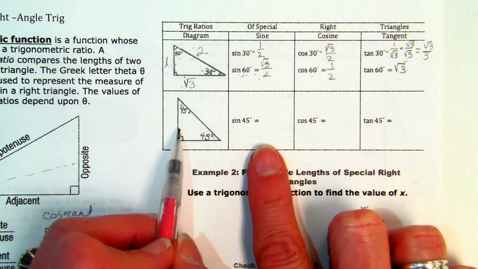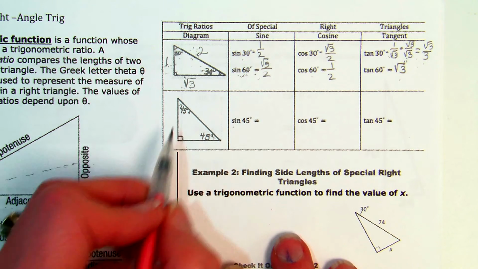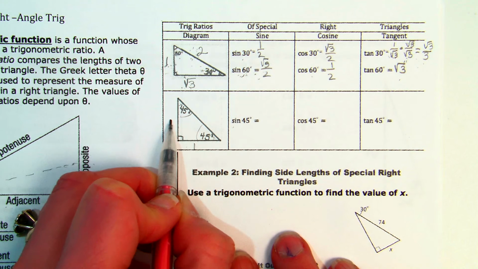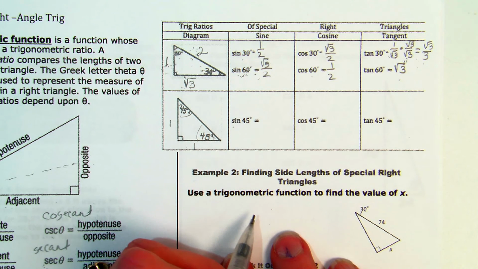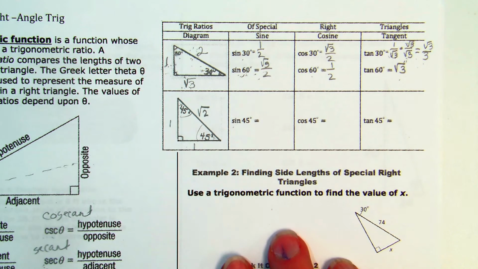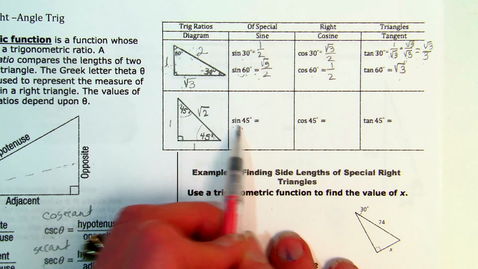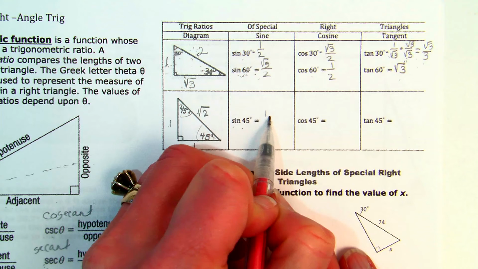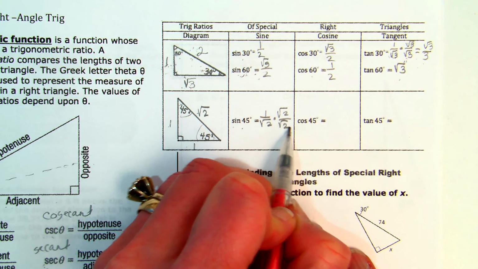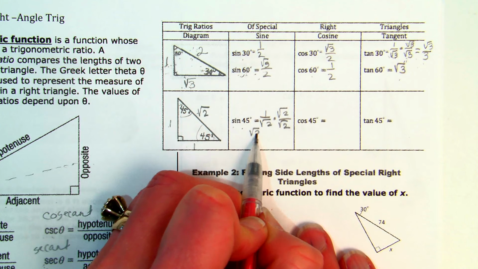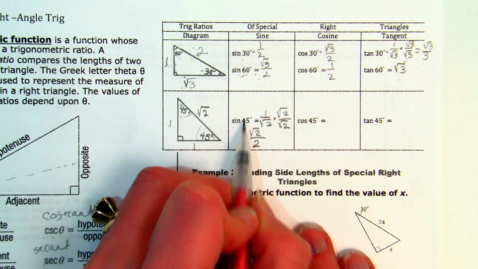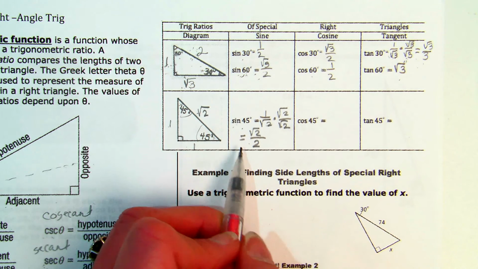All right, on my 45, 45, 90 triangle, if you'll notice, these angle measures are the same, so my leg lengths should also be the same. They're the ratio of 1 to 1, and the hypotenuse is the square root of 2. So the sine of 45, opposite over hypotenuse, is 1 over root 2. Well, you can't have a radical in the denominator, so I'm going to rationalize. 1 times root 2 is root 2, over root 2 times root 2 is root 4, which is 2. So the sine of 45 degrees is the square root of 2 over 2.